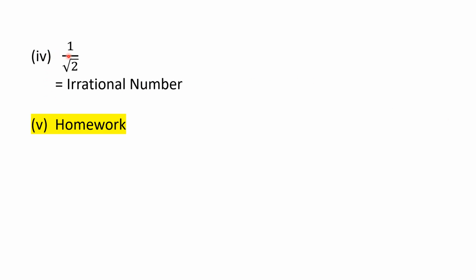Next one is 1 by root 2, which is definitely an irrational number. Why? Because root 2 is irrational, and I told you already, when we add, divide, multiply or subtract any number from or to an irrational number, we still get an irrational number. So here 1 is multiplied to 1 by root 2 and it is still irrational, because root 2 is irrational. So this is irrational. Now the 5th question, do it as homework. As we have done 4 questions, the concept must be clear to you now. So please try it, alright? The next question.